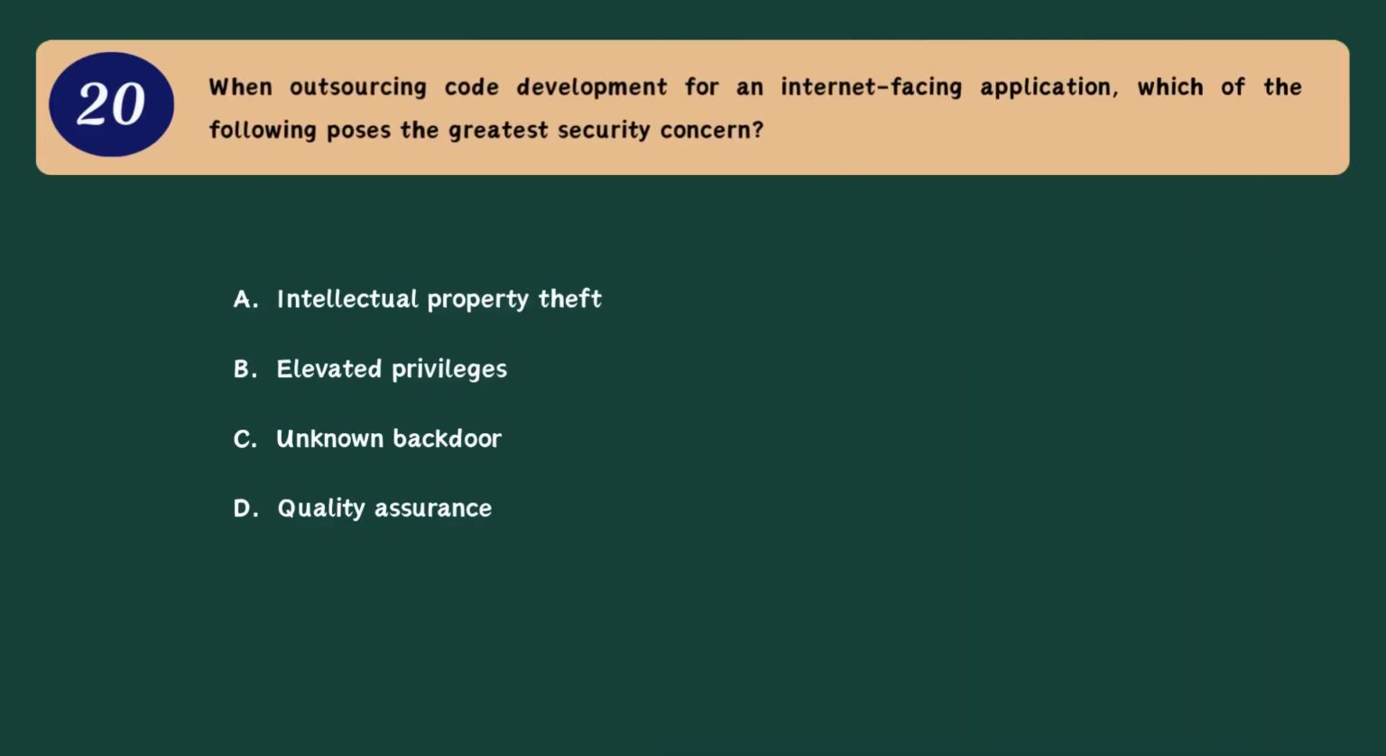Question 20. When outsourcing code development for an internet-facing application, which of the following poses the greatest security concern? A. Intellectual property theft. B. Elevated privileges. C. Unknown backdoor. D. Quality assurance.